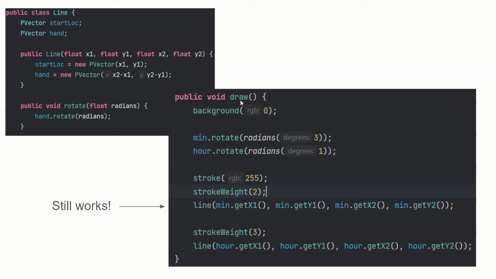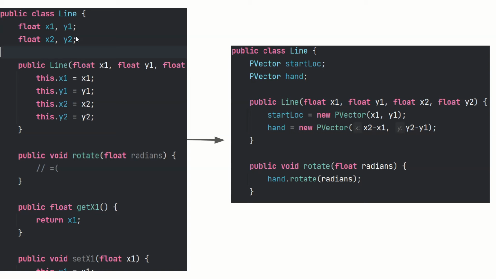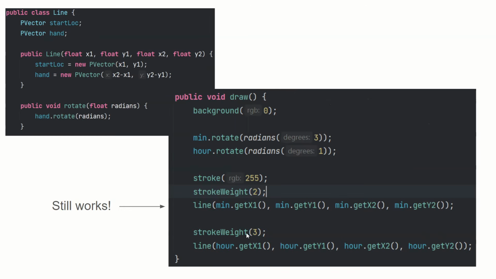The problem is, back inside draw, if I had not used getter methods, if I just said min.x1, min.y1, hour.x1, hour.y1, if I just accessed the variables directly, as soon as I changed my internal variables, everything else in the program would break because they were all accessing those variables directly. Because I'm using getter methods, nothing broke. Everything still worked as soon as I removed my variables. And so that's the power of using methods instead of public attributes, is that you're free to change your objects however you want.